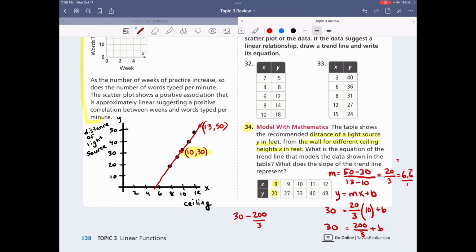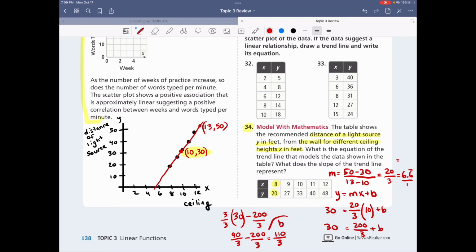Well, I can find a common denominator, right? Like if I multiply 30 times 1, but I'm going to multiply it by 3 over 3 because 3 over 3 is 1. I still get 30. It's just going to look different. 30 times 3 is 90. So 90 over 3 minus 200 over 3 is equal to negative 110 over 3. That is my b. So I said, like, this is one of the harder sections because we're having to write lines.